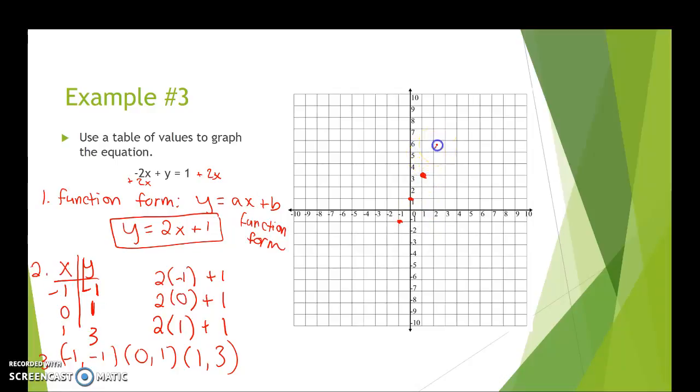Now I can connect those 3 points to make my linear line right there. So that's what you're going to be working with in the second part of section 4.2, and we'll go through this on Tuesday when we all are back in class.